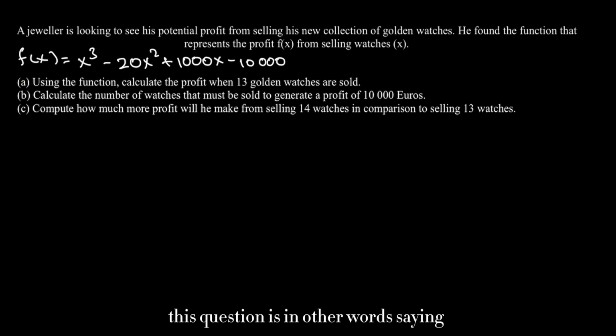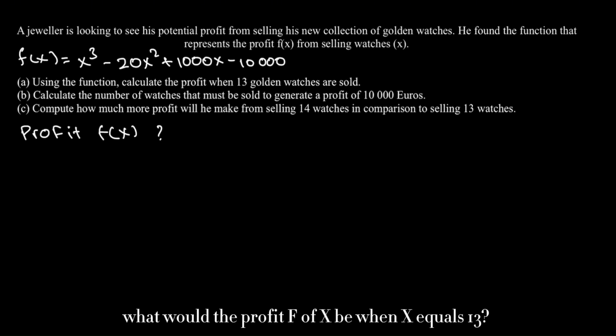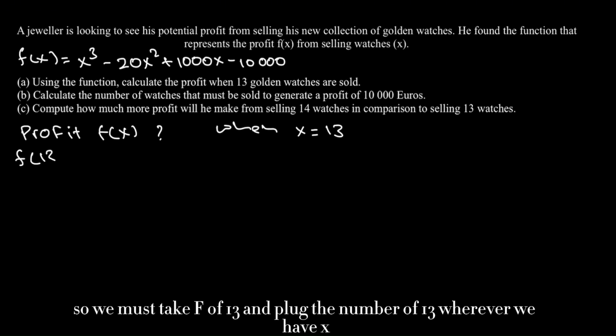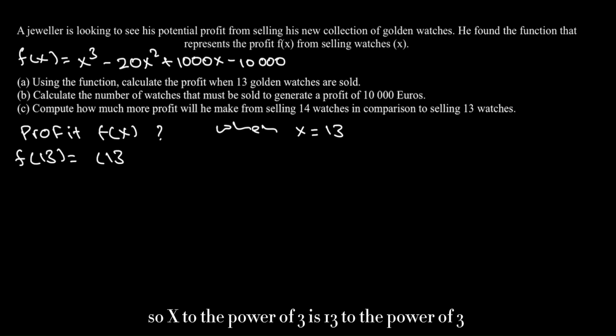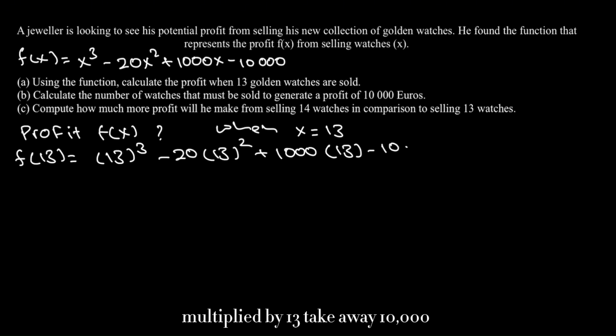This question is, in other words, saying, what would the profit be? What would the profit f of x be when x equals 13? So we must take f of 13 and plug the number 13 wherever we have x. So x to the power of 3 is 13 to the power of 3. Take away 20 multiplied by 13 to the power of 2 plus 1,000 multiplied by 13, take away 10,000.